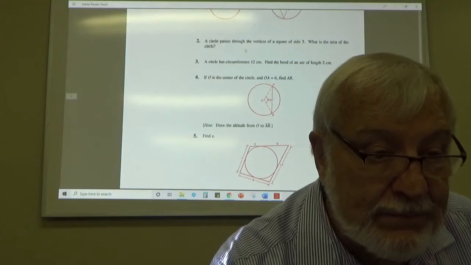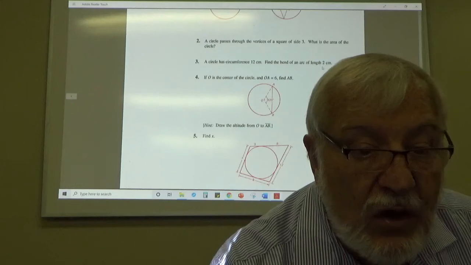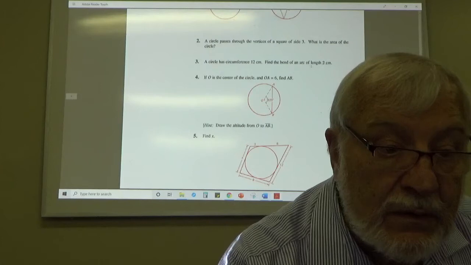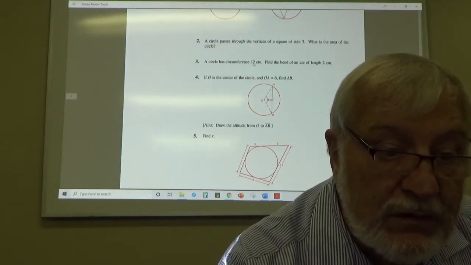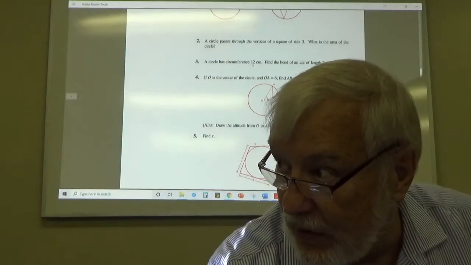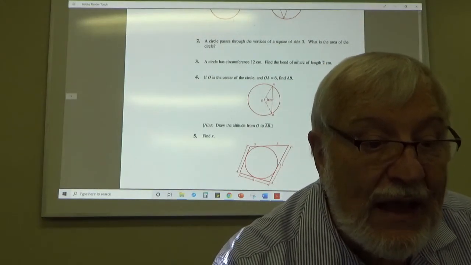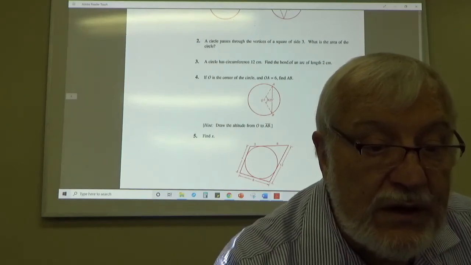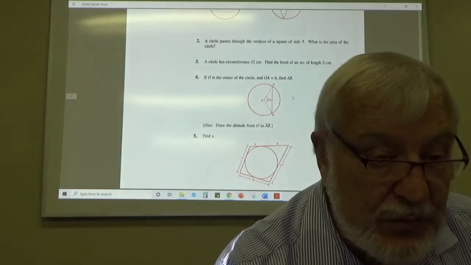You could find that. All right, a circle has a circumference of 12. Find the measure of the arc of length 2 centimeters. Okay, so circumference is 12. What does 12 equal? It equals 2 pi r, right? So 12 equals 2 pi r as 2 is equal to whatever the arc is. And so you set those proportions up.